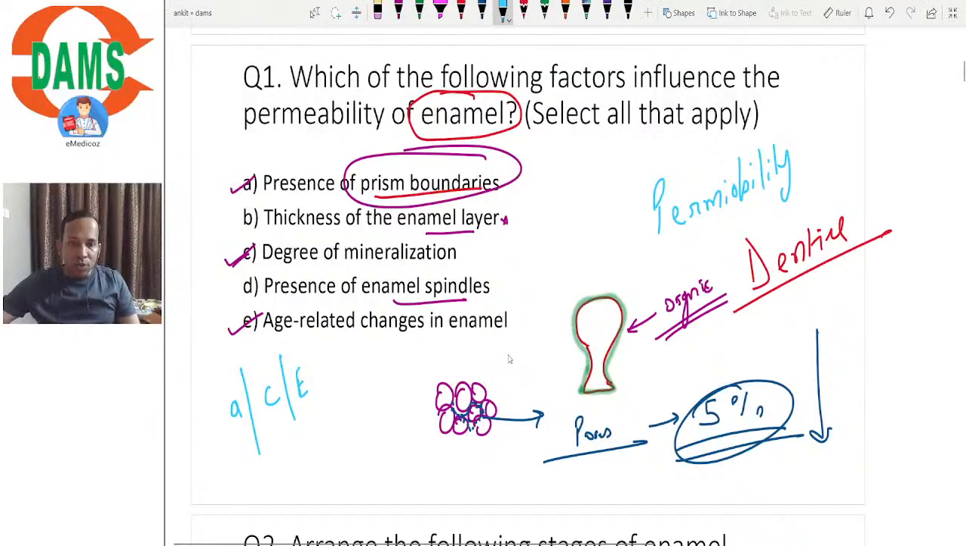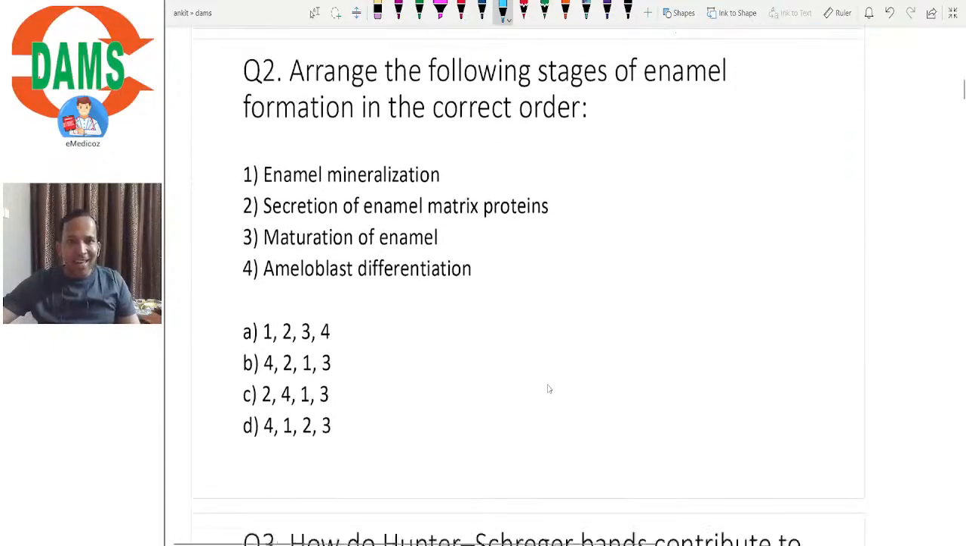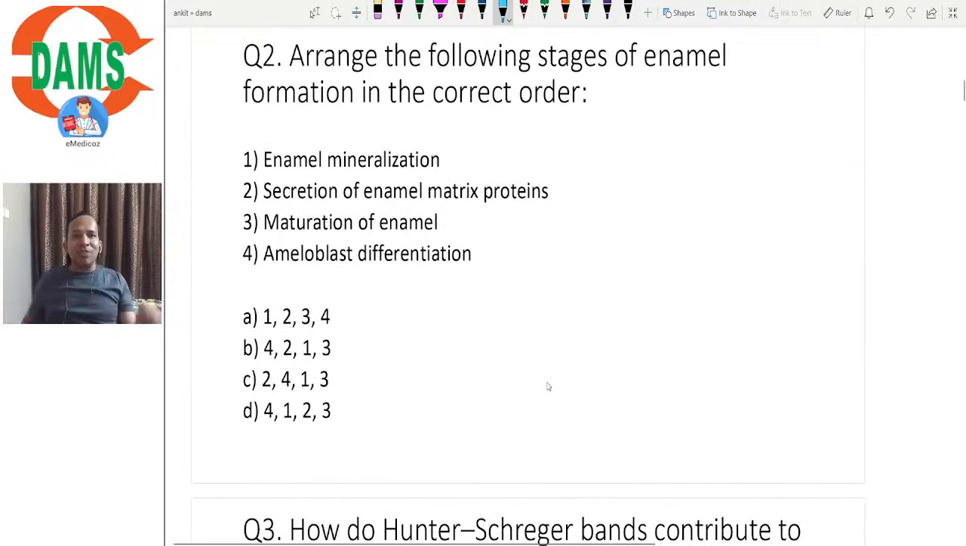So let's go to the next question. Arrange the following stages of enamel formation in the correct order. So this is another pattern of MCQ. Let's not call it an MCQ. These are not strictly MCQs, right? So let's arrange the following stages of enamel formation in the correct order. So basically these questions are to test your understanding of the subject, right? कितना समझा है आप लोगों ने वो टेस्ट करने के लिए. So these are not strictly MCQs.